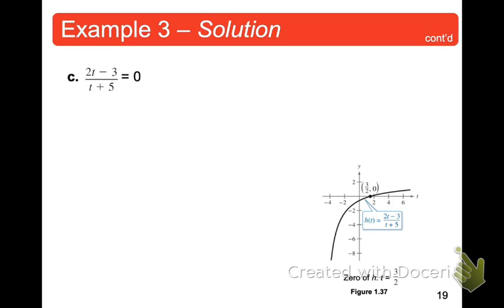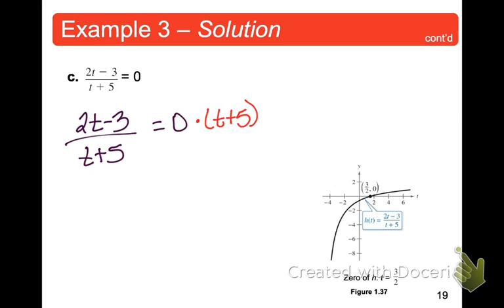Okay, so what I'm going to do here is I'm setting the whole thing equal to 0, and to find my x-intercepts, I am going to multiply both sides by t plus 5. So the first thing that I'm going to do here, I'm going to multiply this side times t plus 5, and I'm going to multiply this side.